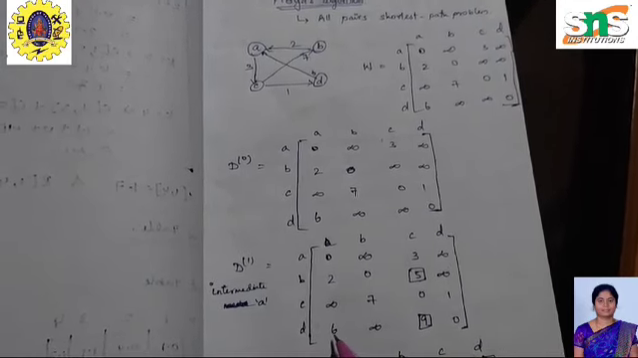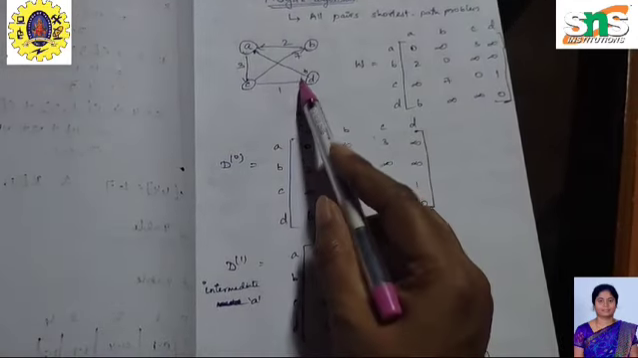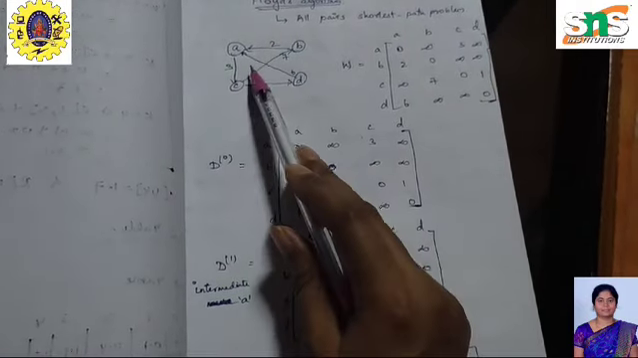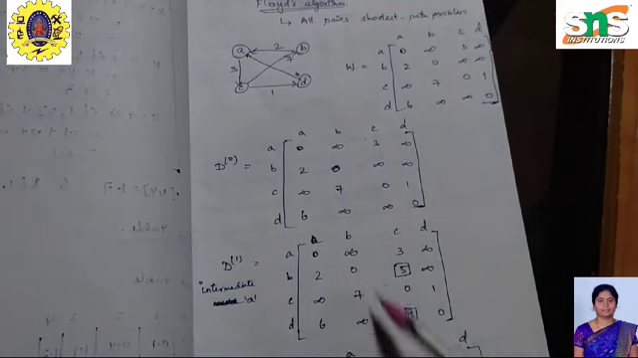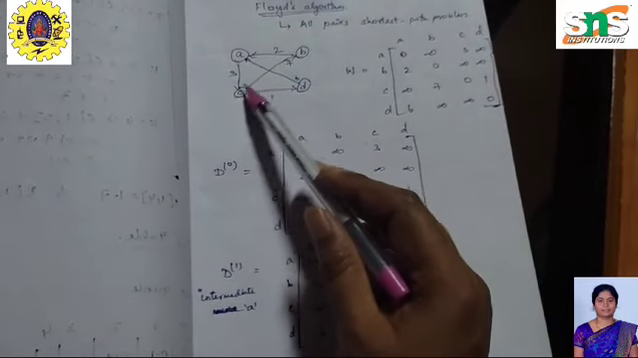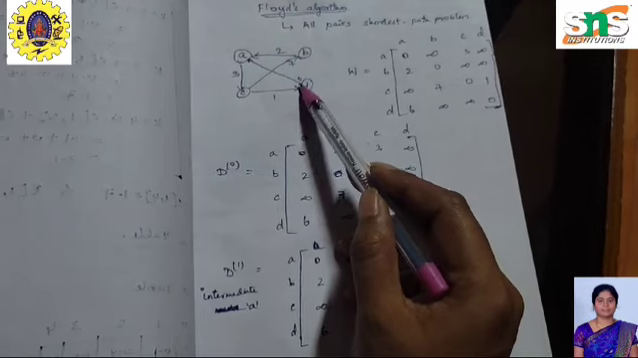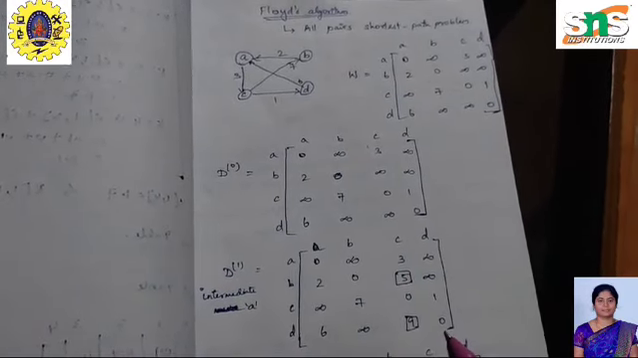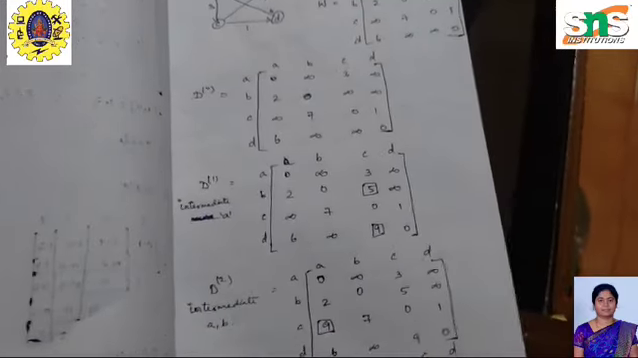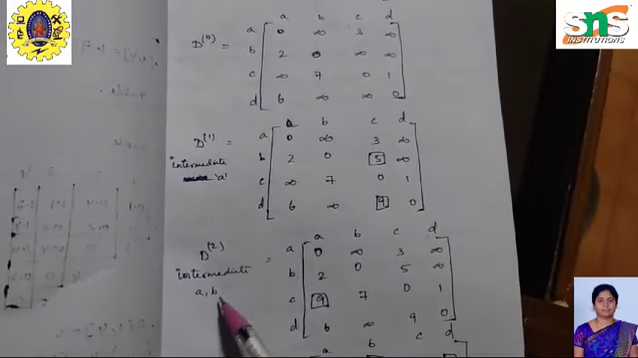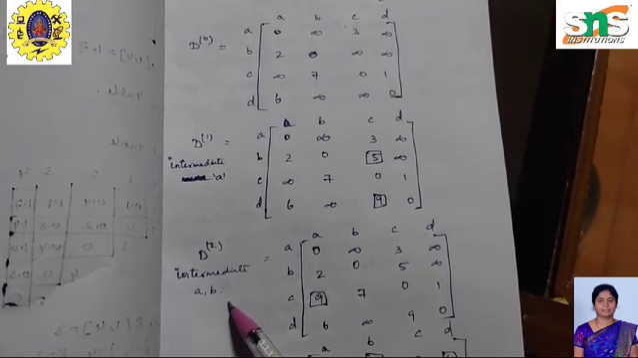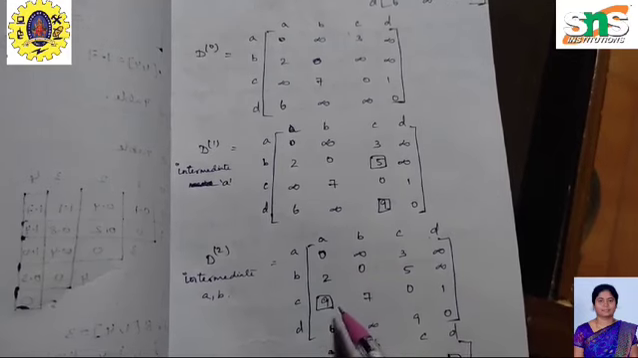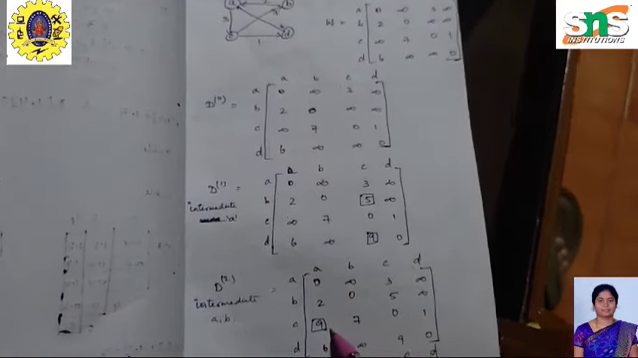Next is D to A. From D to A it is already 6. From D to B it is not possible, so it is infinity. From D to C, since A is opened, 6 plus 3 is 9, so it is 9. D to D is 0. Next the intermediate nodes are A and B. Here everything is the same as the previous one.